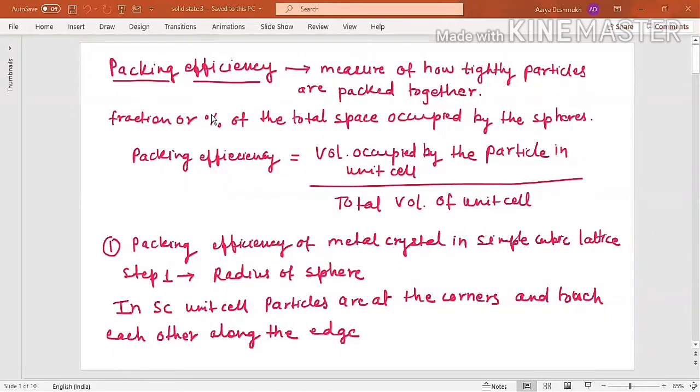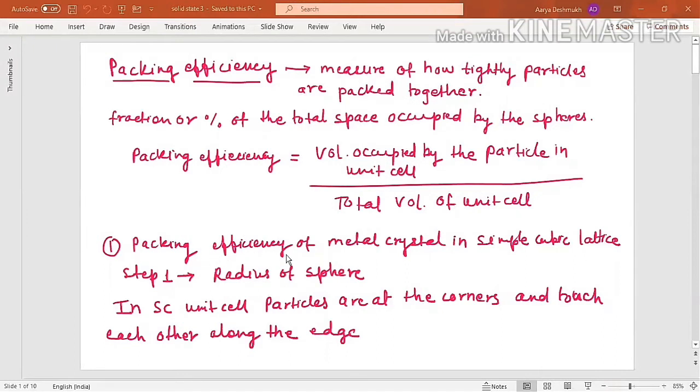Now, packing efficiency is the fraction or percentage of the total space occupied by the spheres. So you can write packing efficiency equals the volume occupied by the particles in the unit cell, divided by the total volume of the unit cell. This is what we call packing efficiency.